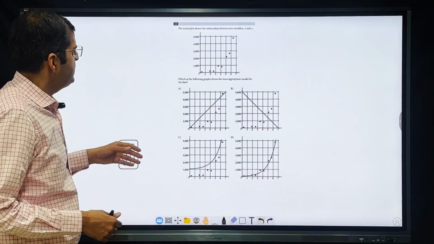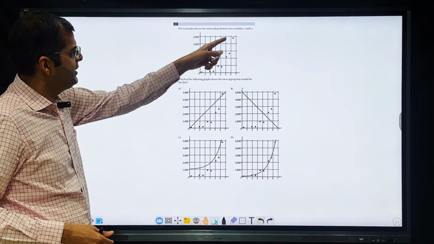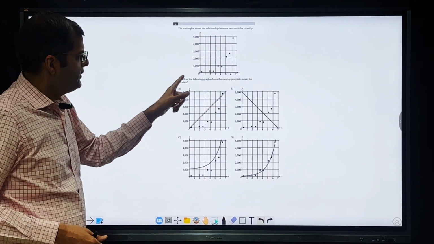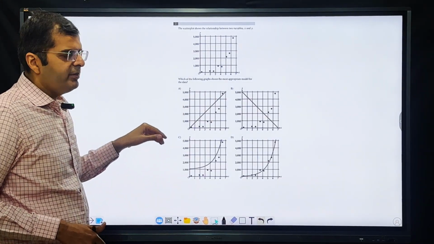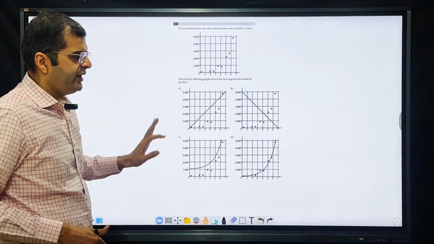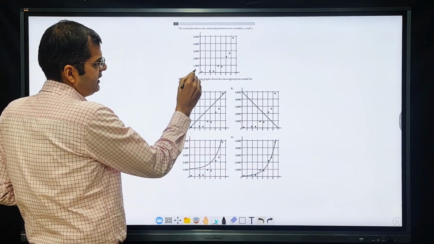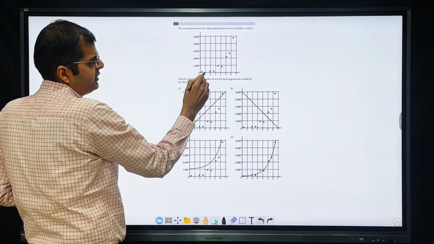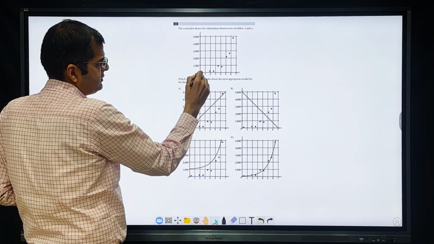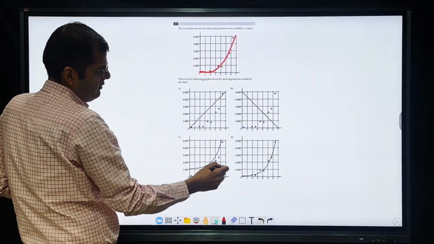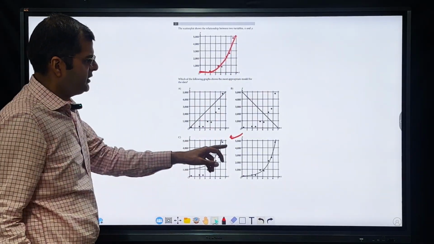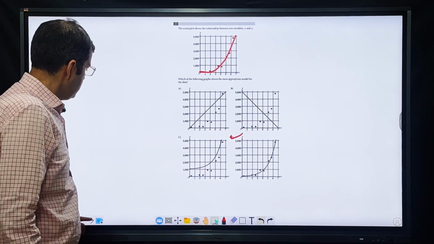Now the second question says, the scatter plot shows relationship between two variables x and y. Which of the following graph shows the most appropriate model for the data? So appropriate model means the points should be close to the line. If you look at it, it's an increasing trend. As x increases, y also increases. So if I try to plot, the graph should be somewhat like this, which is option D. So option D is the correct answer here.